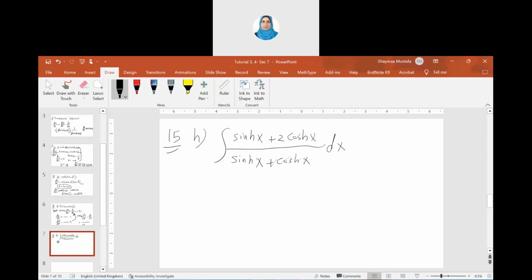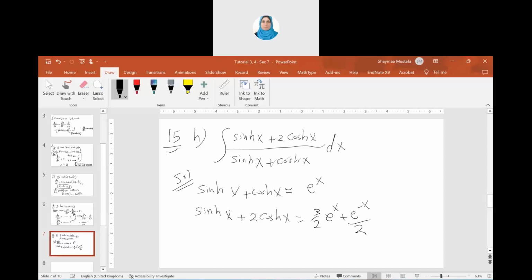So I think the simplest way is to change this expression to the exponential definition, because sine x plus cos x, if you use the definition, you will find it is equal to e to the power x. And sine x plus 2 cos x, if you use the definition, I think it will be 3 over 2 e to the power x plus e to the power minus x over 2.